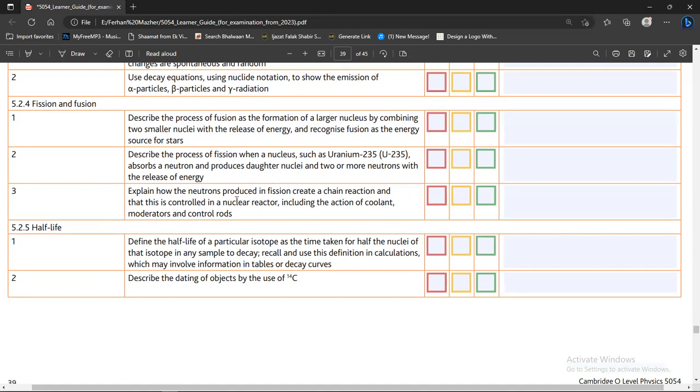Explain how the neutrons produced in fission create a chain reaction, and that this is controlled in a nuclear reactor, including the action of coolant, moderators, and control rods.